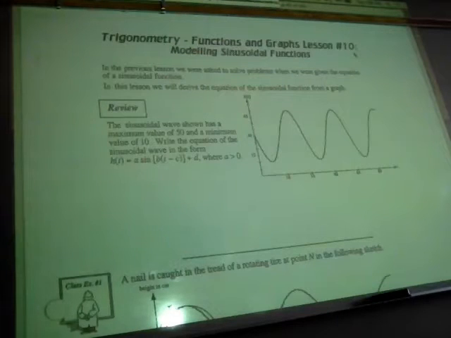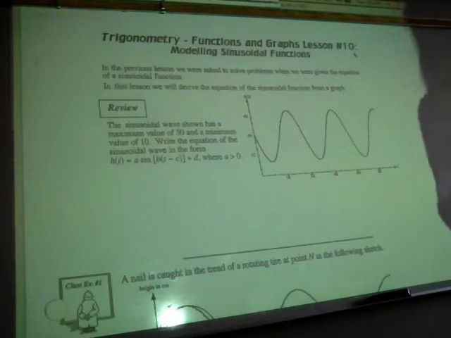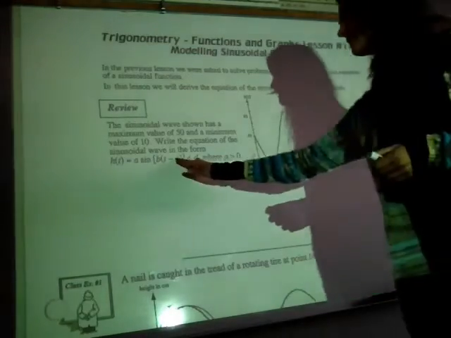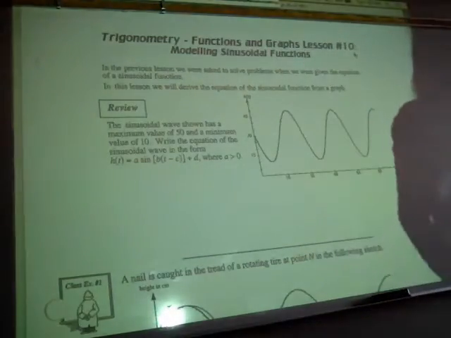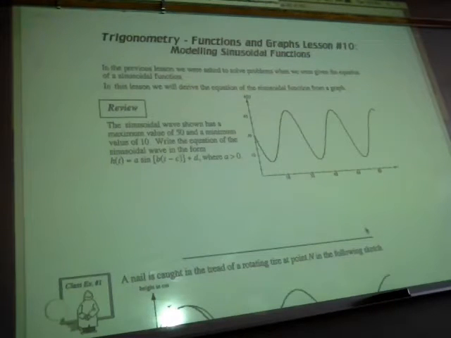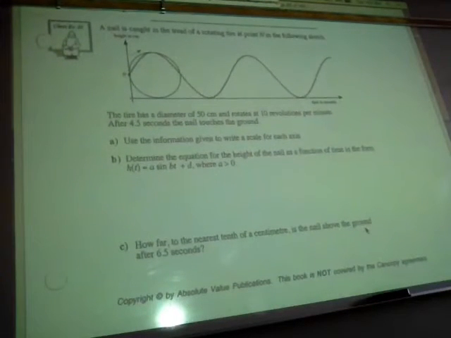Okay. So we know how to find our amp, we know how to find our vertical displacement, our horizontal phase shift, and last but not least, period, which then can lead us to our B value. So that's our A, B, C, and D. So like I said earlier, this lesson is pretty much looking at the graph, and we have to derive the equation, and then from that equation we'll be able to answer a few specific questions.